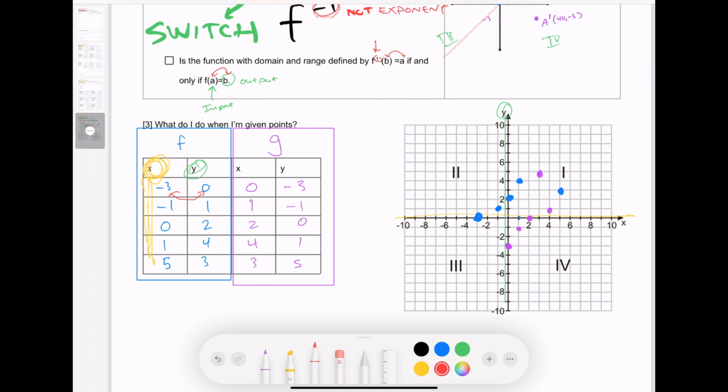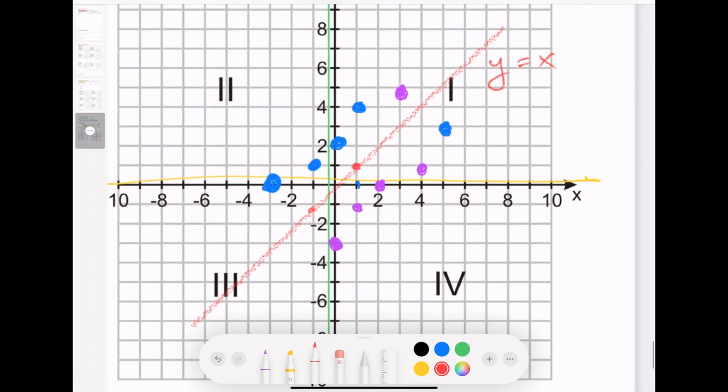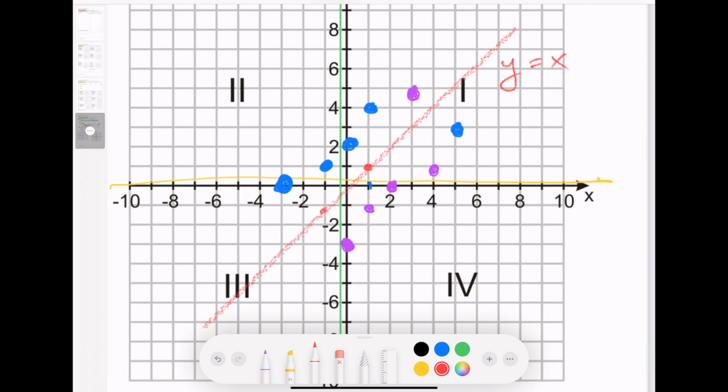If you drew your inverse line, you'll notice that the points are being reflected over the red. So the inverse is telling you to switch the x's and y's.